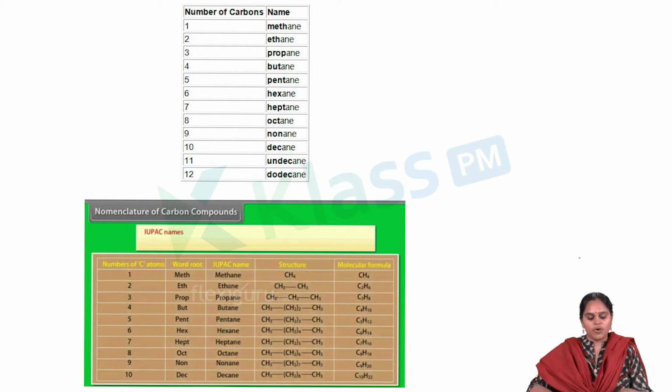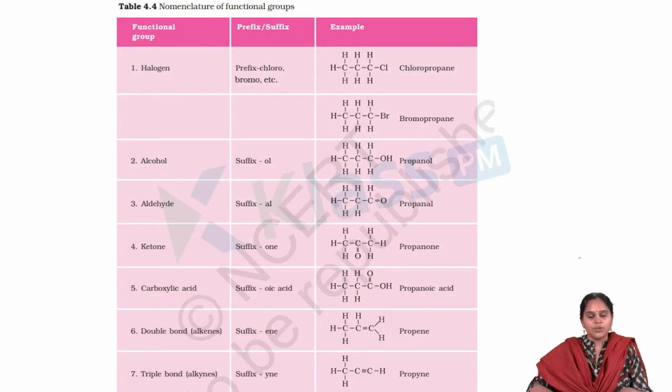See nomenclature of functional groups here. If the functional group is halogen, you have to prefix chloro, bromo, iodo, like that. Here the given example is chloropropane because three carbons are there, one chlorine is there, so chloropropane. All are single bonds, so that's propane. The same way, bromopropane. Bromine is added, so bromopropane.